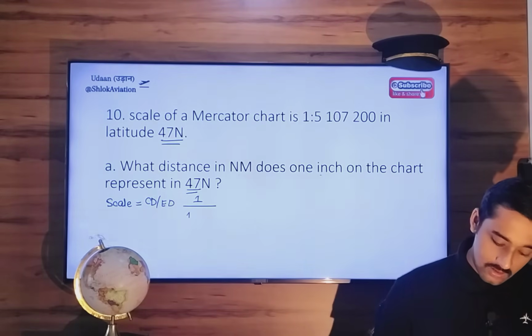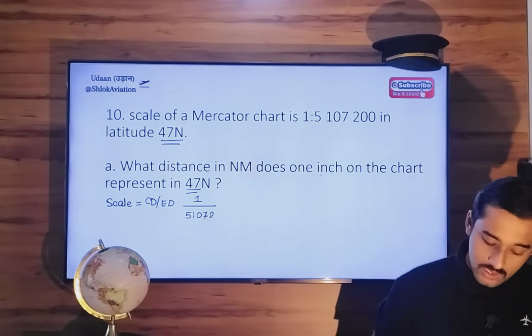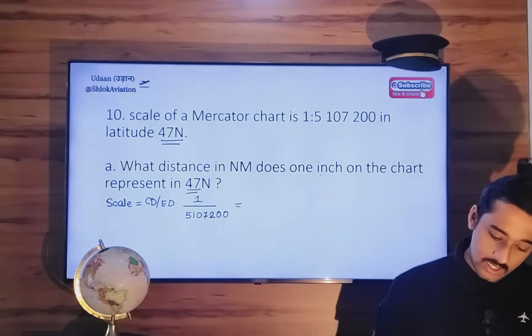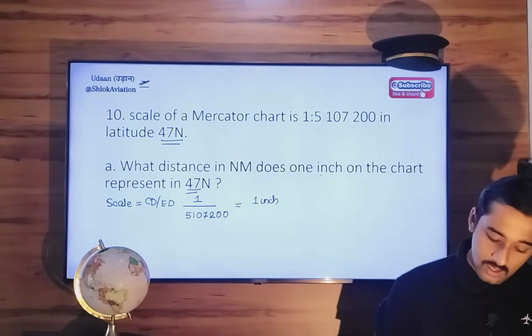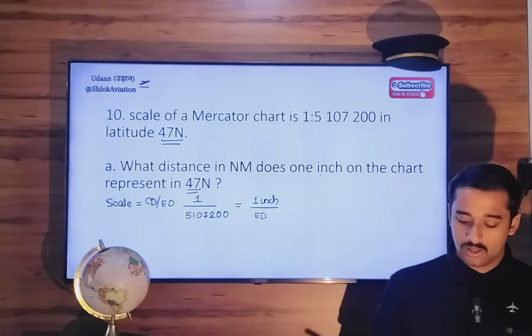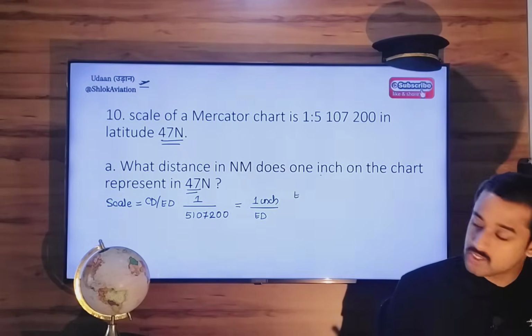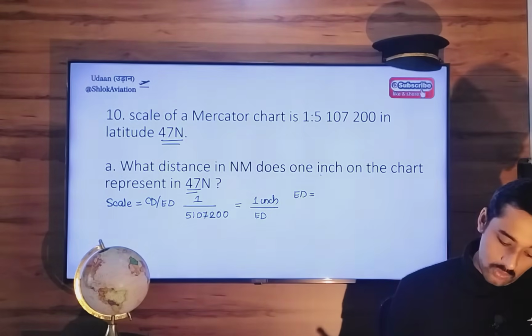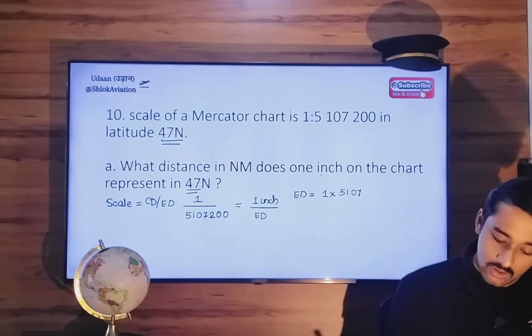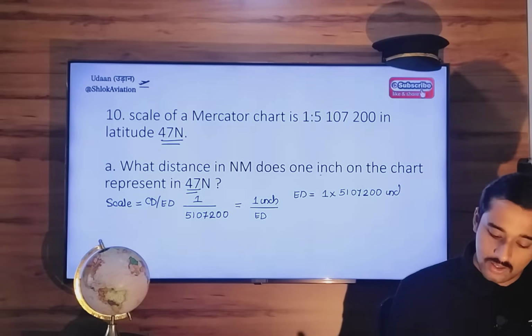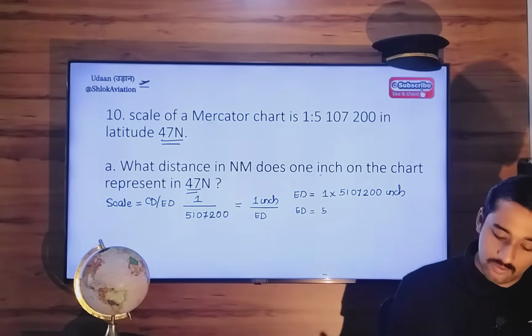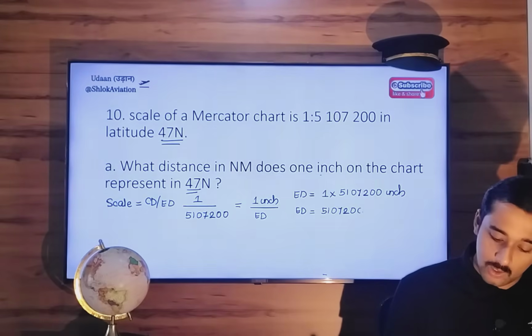1 divided by 5107,200 equals to chart distance 1 inch. Earth distance we have to find out in terms of nautical mile. Before that, let's cross multiply. Earth distance will be equal to 1 into 5107,200 inch. So basically Earth distance is nothing but 5107,200 inch. Okay.